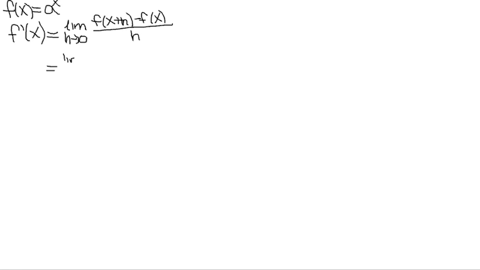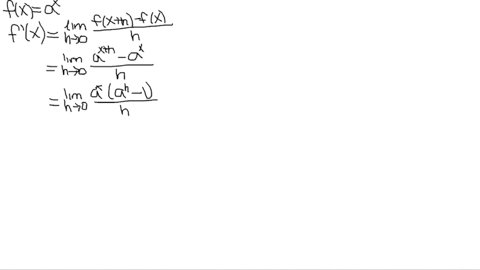Now substituting in our function, we get the limit as h approaches 0 of a to the exponent x plus h minus a to the exponent x all over h. In the numerator, we can now factor out a to the exponent x, so we're left with a to the exponent h minus 1 in the numerator. Because a to the exponent x does not involve h at all, I can take it outside of the limit. So I have a to the exponent x times the limit as h approaches 0 of a to the exponent h minus 1 all over h.